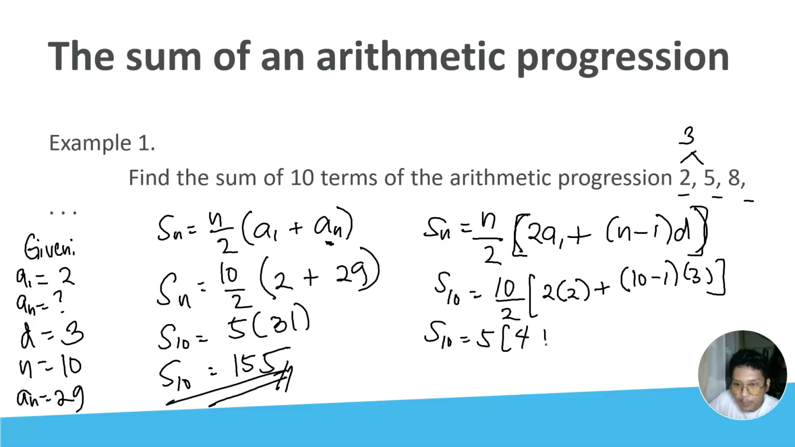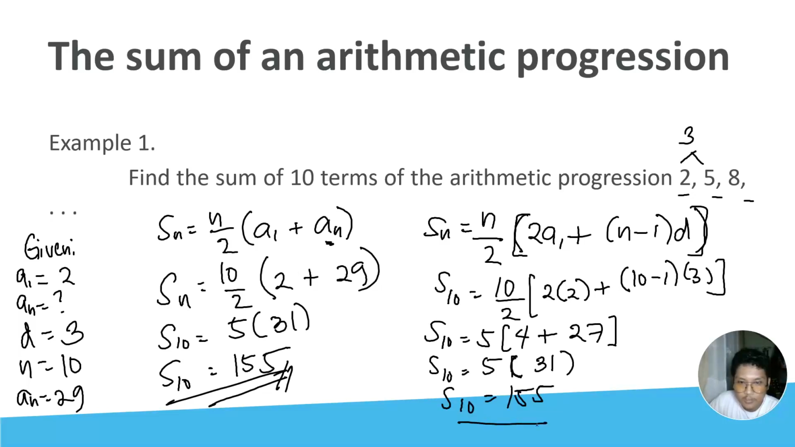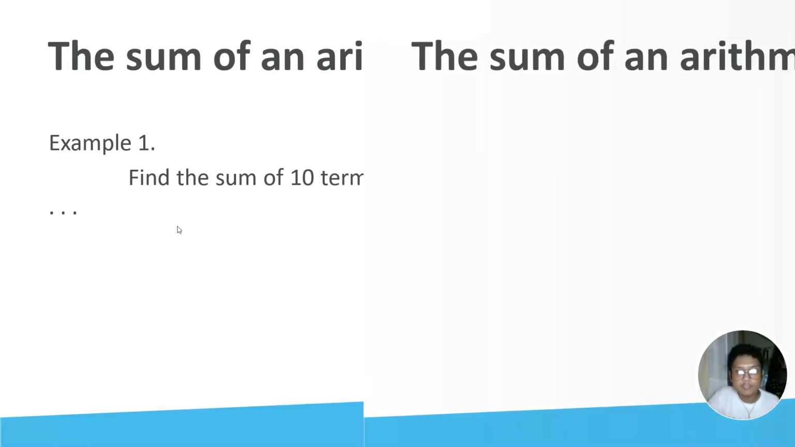4 plus 9 times 3 is 27. So, 5 times 4 plus 27 is 31. Same answer. Okay. So, pwede ninyong gamitin ito. Pwede din, yan. Depende sa given kung alin yung mas convenient na gamitin natin para ma-solve yung sum of all terms. Next.